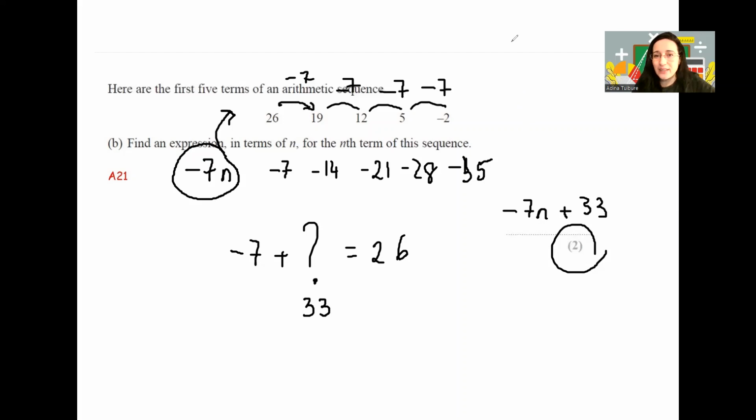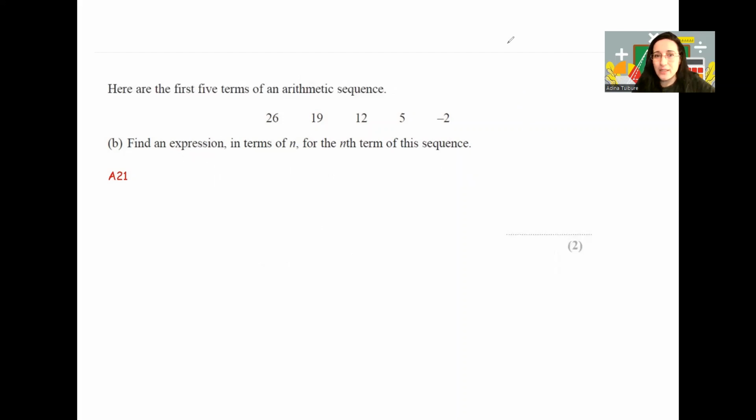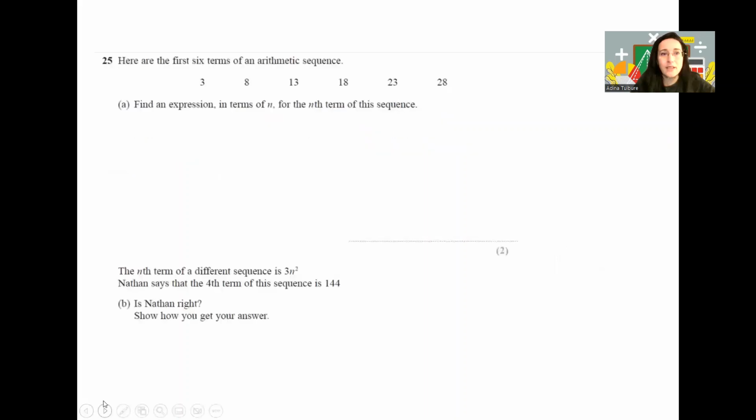Correct. Okay, let's clear our drawings and let's go to the next one, of course. Here are the first 6 terms of an arithmetic sequence. Find an expression in terms of n for the nth term.